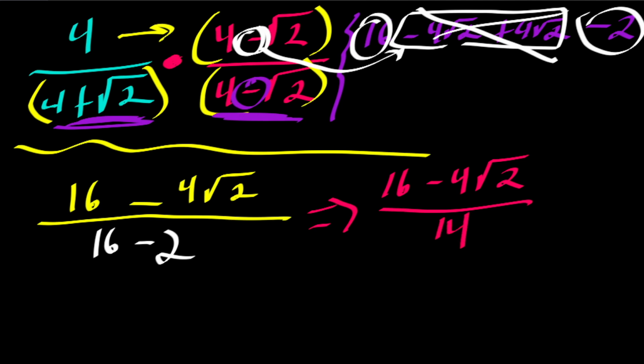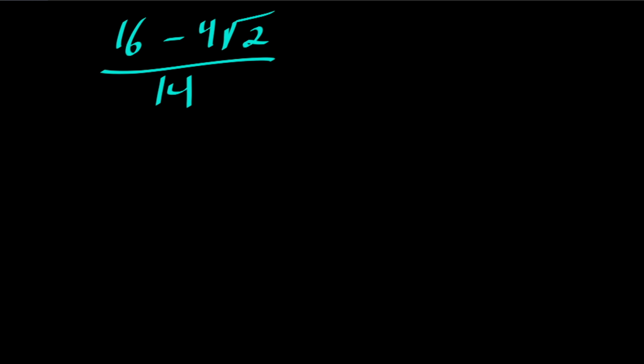So now, let's look at what we have left. Some people would say, hey, here's our answer. We can actually go further, and I'll show you how. All right, so let's look at this. We have 16 minus 4 radical 2 all over 14. I've done this in a previous video, I believe, but here's the quick version.